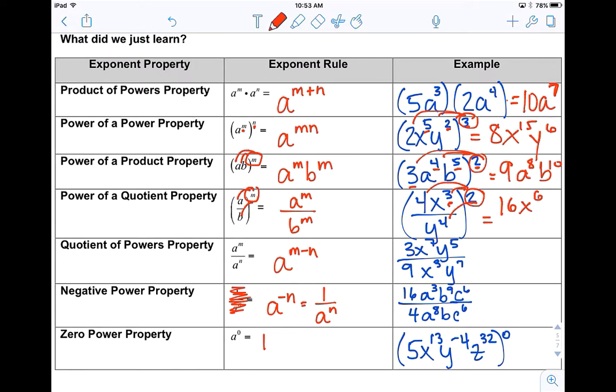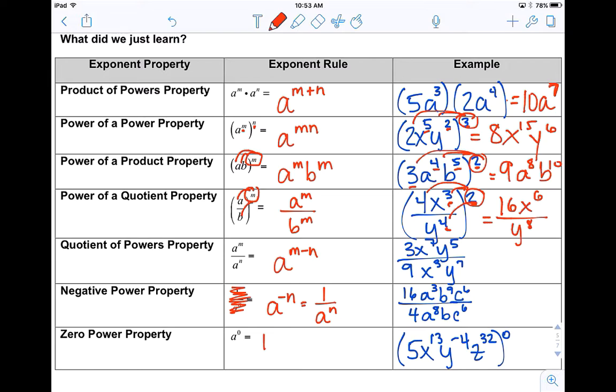And since that x started in the numerator and we got a positive exponent, we're going to leave it there. Then we'll multiply 4 times 2. So 4 times 2 gives us 8. So in the denominator, we'll have y to the 8th power. Again, since that y started in the denominator, and when we multiplied we got a positive exponent, that y is going to stay in the denominator.